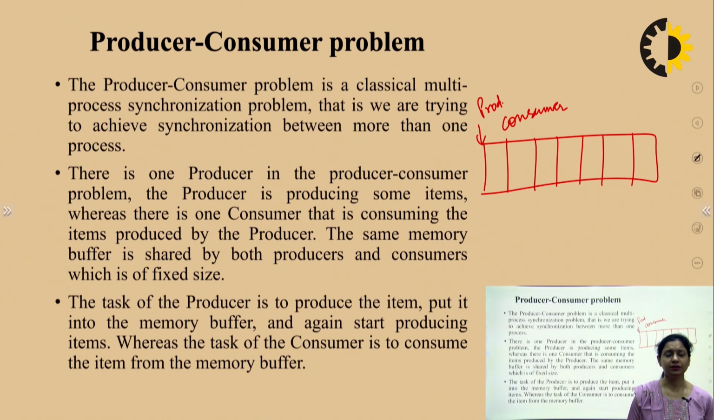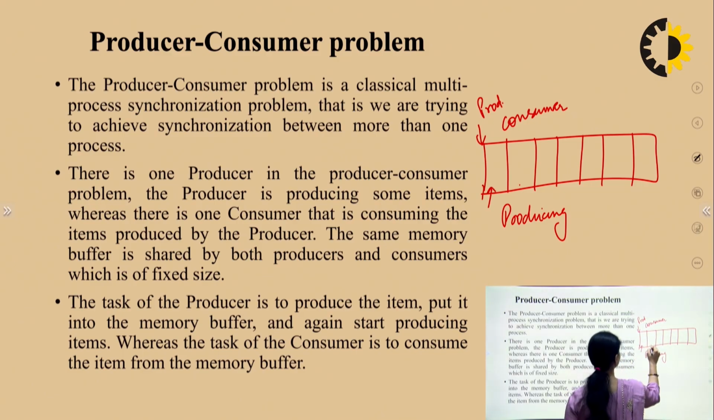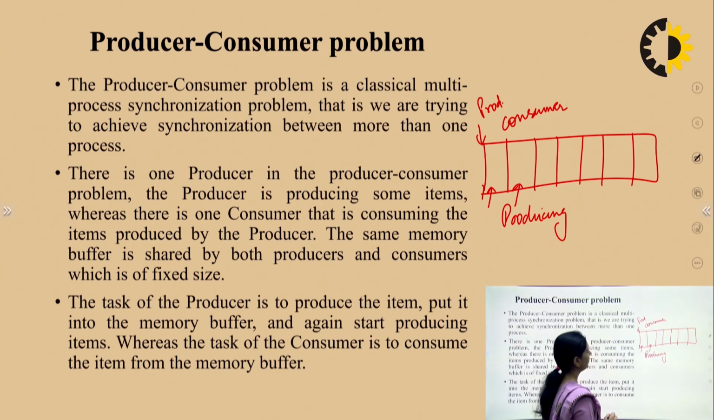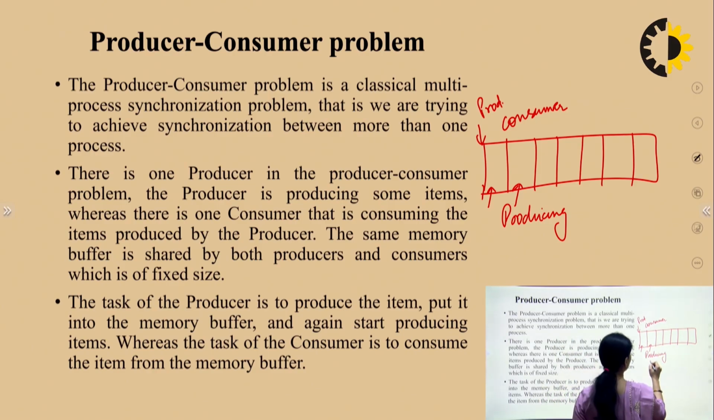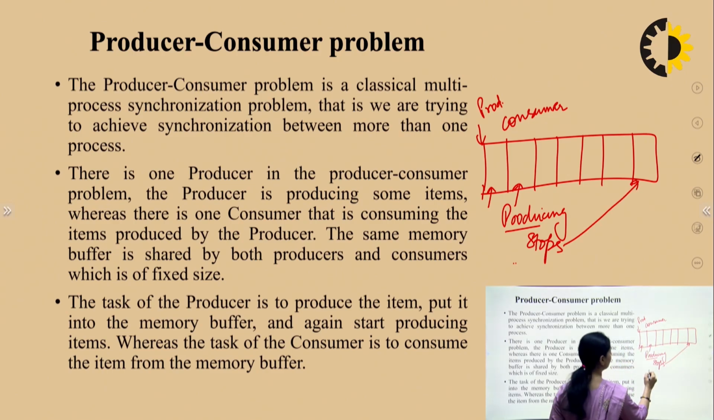So, in the introduction to what the producer-consumer problem is, the first thing is the producer will always be producing something. When the producer is producing, the items will be added into the memory buffer by the producer. It will stop its production only when the buffer is full. When the buffer is full, the producer has to stop because we do not have more space for it to produce items.